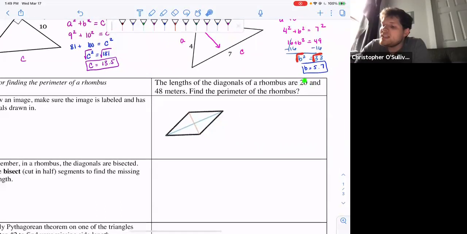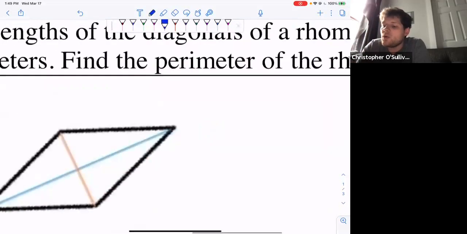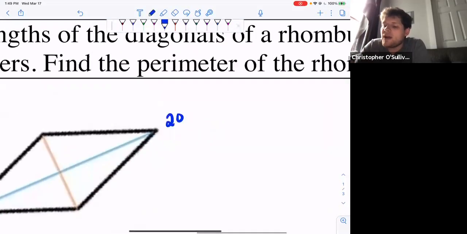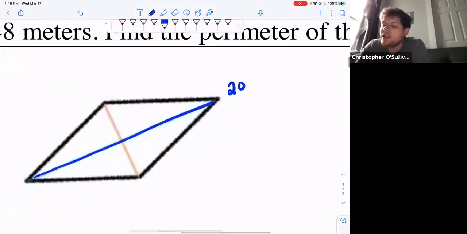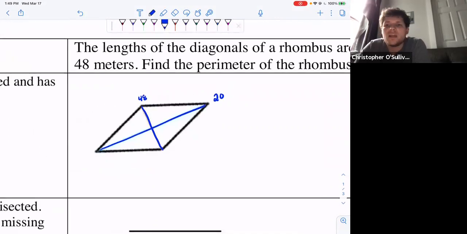So ladies, what Miss C is saying is that our diagonals are 20 and 48. We have an image right here drawn in. What we're going to do is we're going to label our image with our 20 and our 48. So I'm going to put a 20 right here. That way I know that this whole segment is 20, and then I'm going to put a 48 right here. That way I know this whole segment's 48. And it doesn't matter where you put them as long as you're very consistent.